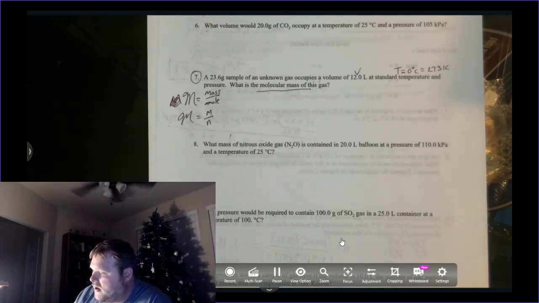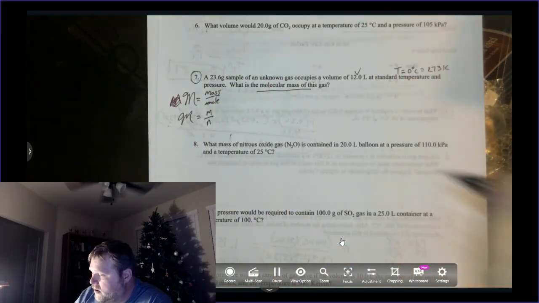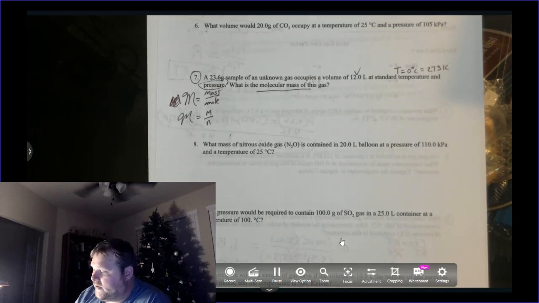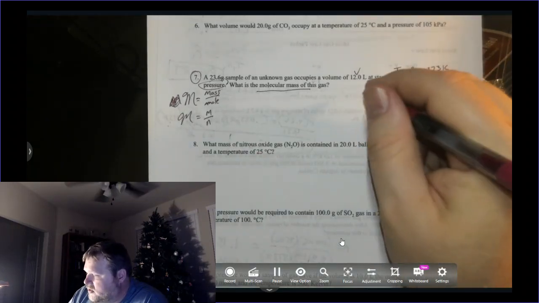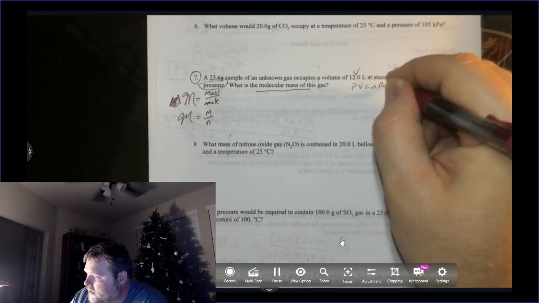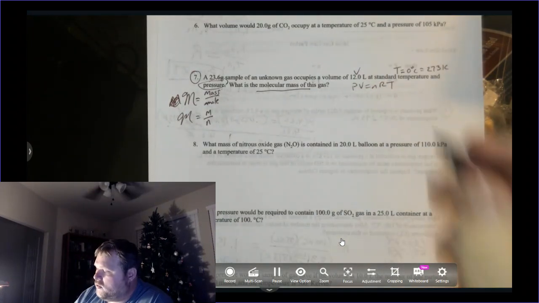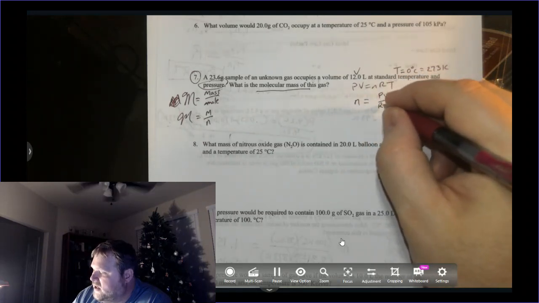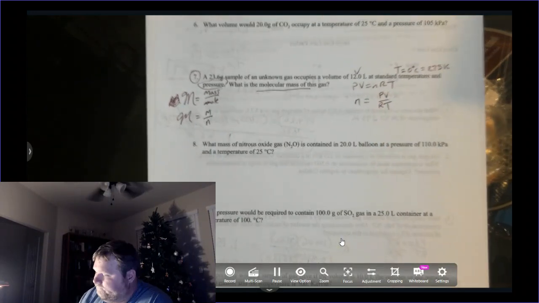I think I have, oh, it said and pressure. I knew I was missing something here. So standard pressure, we just talked about 1 atmosphere. So we're going to use that. We're going to solve for n this time. So PV equals nRT, I want to grab moles and pull it out of there. So moles is PV over RT. We did that in the first problem.